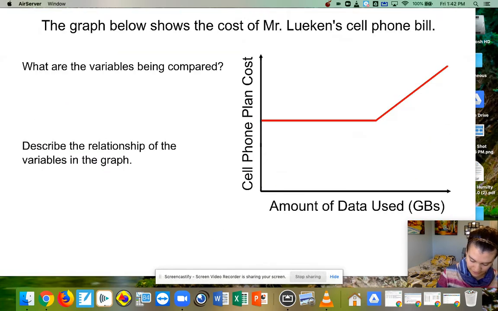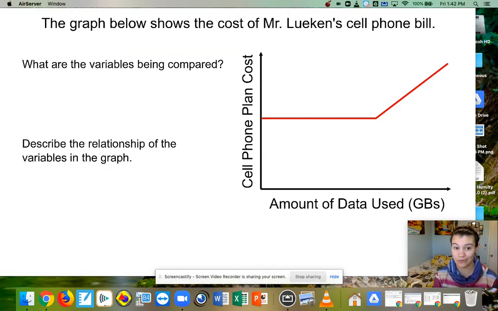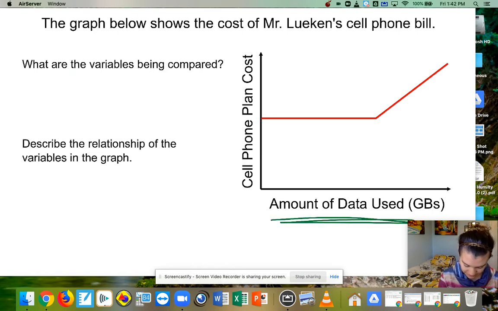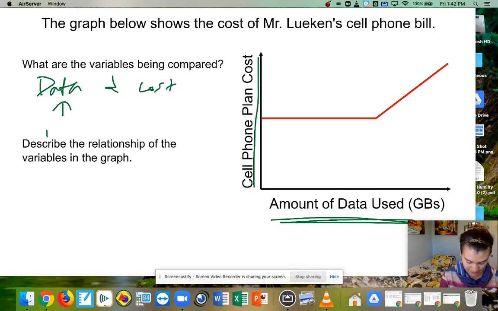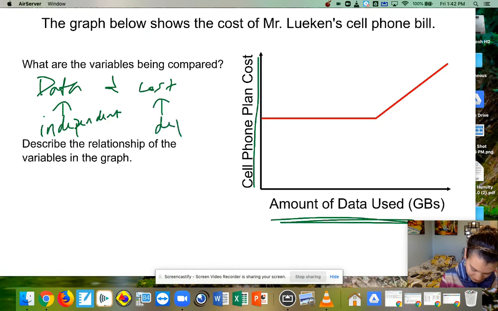So another graph here. This is Mr. Lucan's cell phone bill. So I want to figure out what's being compared again. So one axis is the amount of data. So that's 1. And then the other axis is the cost. Your x is going to be your independent. And then the cost will be your dependent variable.